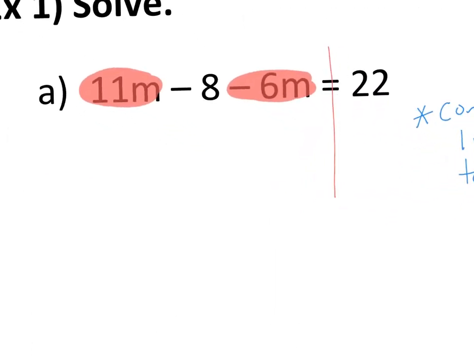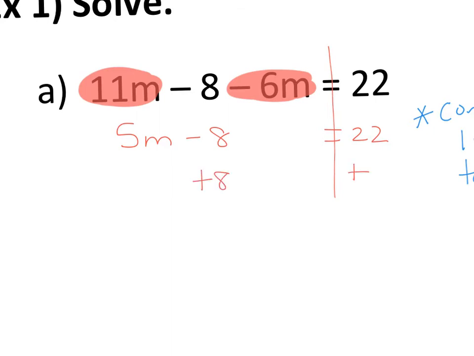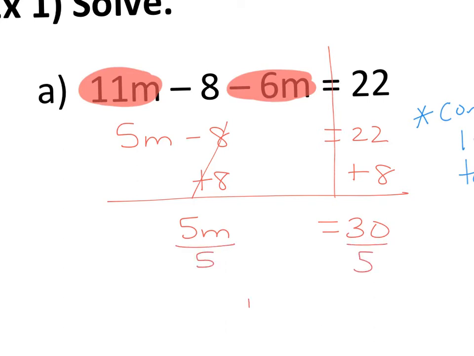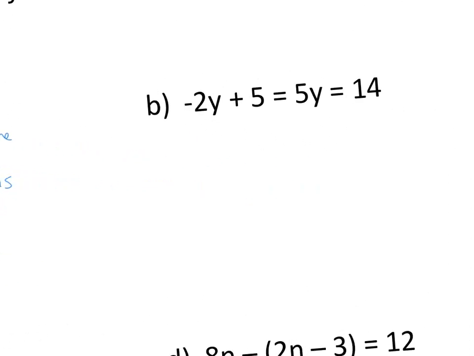All right, so we're going to go ahead and combine and put the 11 and the minus 6 together and get 5m minus 8 equals 22. So now that I have combined like terms, I've just made my problem that much easier. Now this should look like something we did in the last section. We're going to add 8 to both sides. So that cancels. So I have 5m equals 30. And now I'm going to divide both sides by 5 and get m equals 6. All right. Let's go ahead and try this next one.